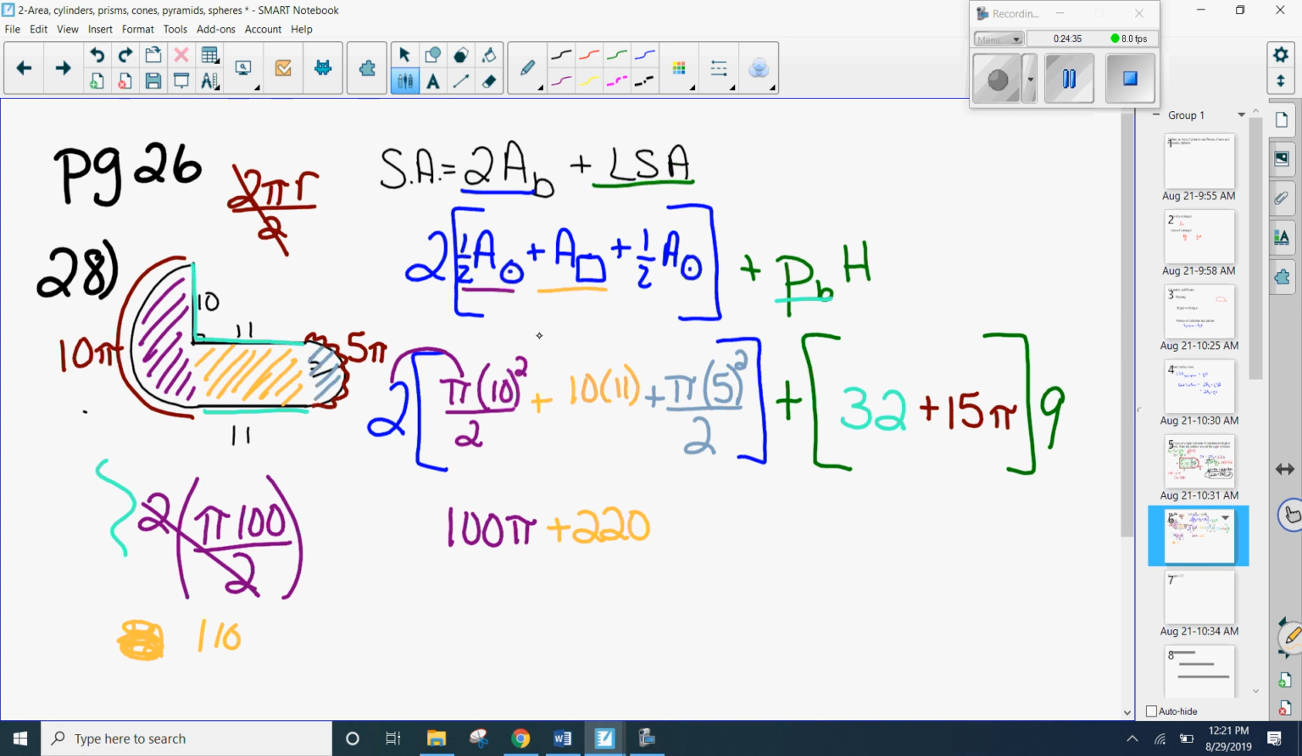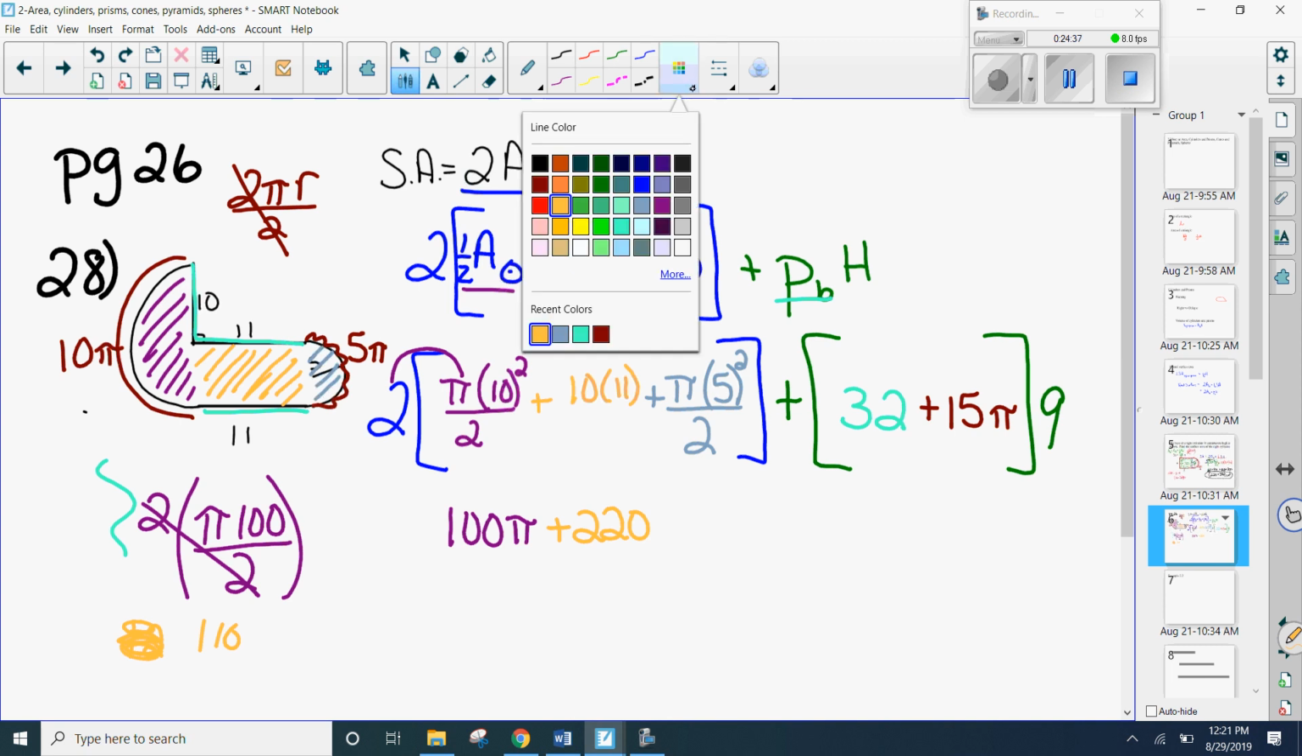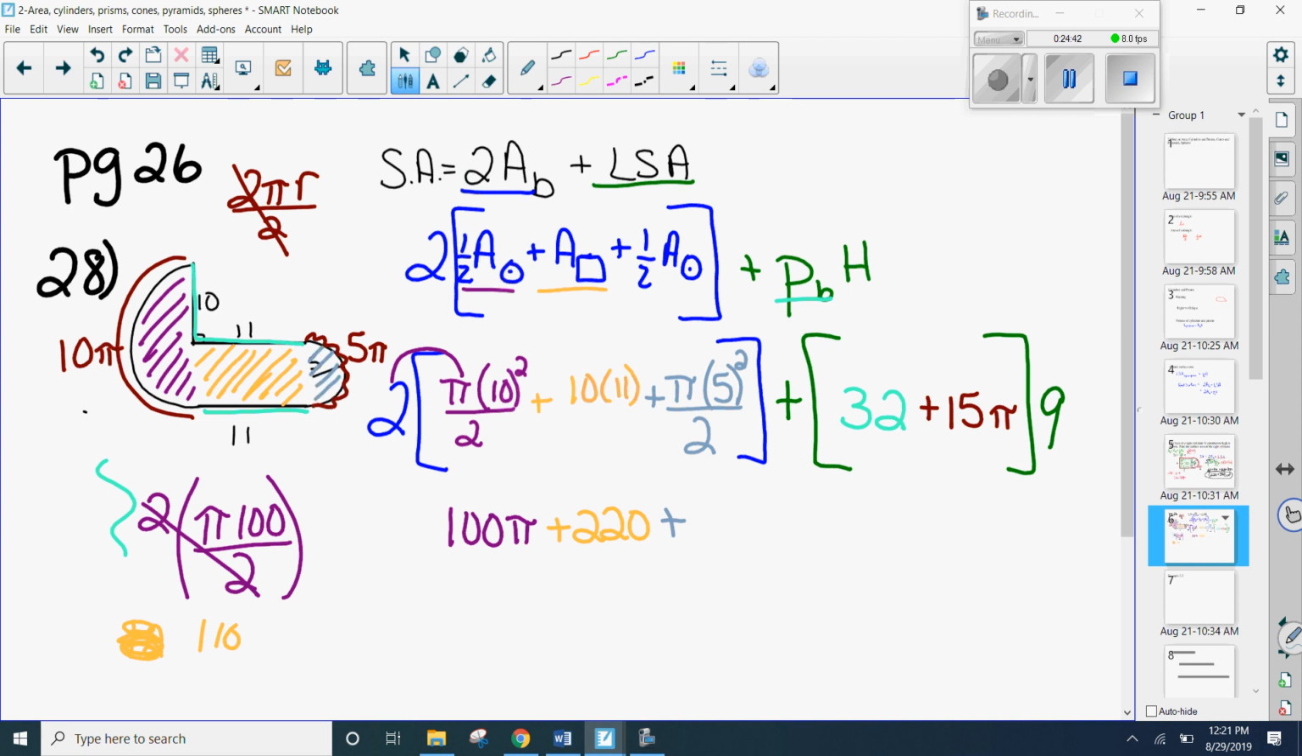And the next one, what's going to happen with the 2's again? The 2's are going to cancel, and you're going to be left with 25 pi. That's the area of the 2 bases. That's the sum of the 2 bases. The green over here is lateral surface area.